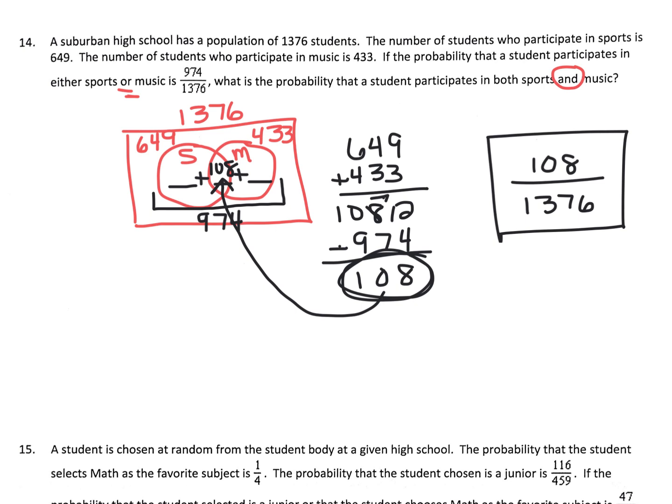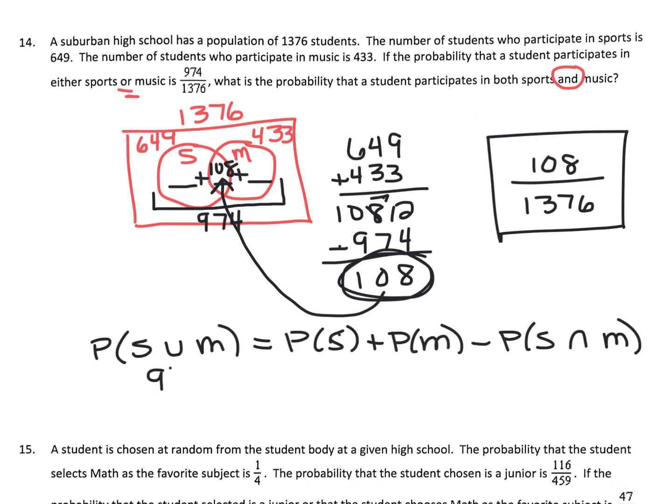The other way you could have done this is you could have just used the formula. They give us the or. We know the probability that a student participates in sports is 649 over the total.